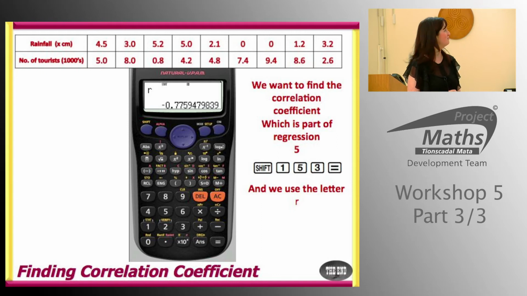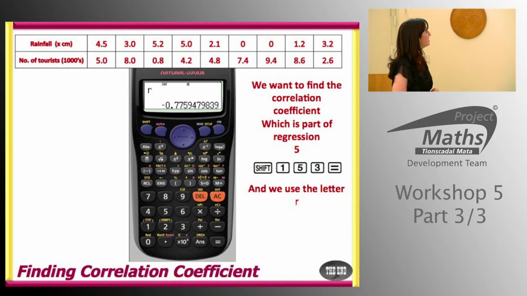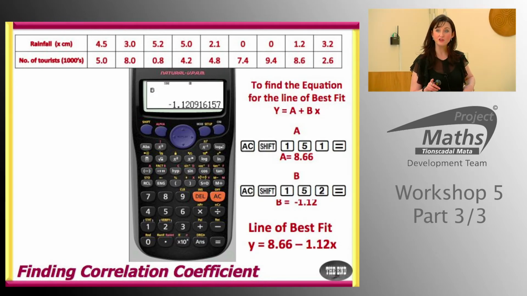Negative, strong, perfect. So it's negative and it's over 0.6, so we'll say it's negative, strong. Is everyone happy with that? Okay, lovely. So I'll just do the same now for the Sharp calculator.